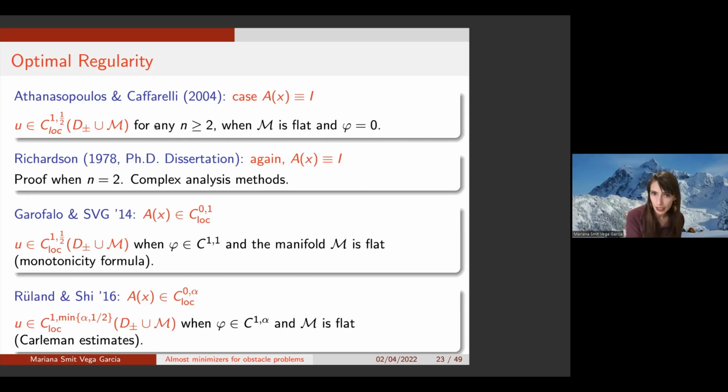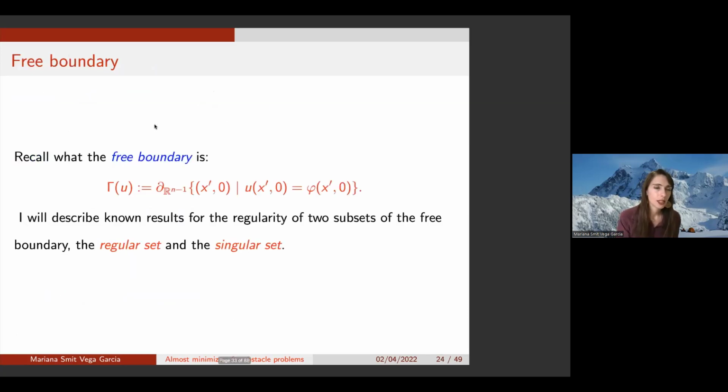And they used Carleman estimates, so very distinct methods here. In terms of the free boundary, there are many interesting things to be said, and still many things that are unknown. So let's recall that the free boundary is the boundary, in the thin set, of the region where the minimizer is equal to the obstacle, the boundary of the region where they are touching. I will just briefly describe what has been done in terms of the regular set and the singular set.